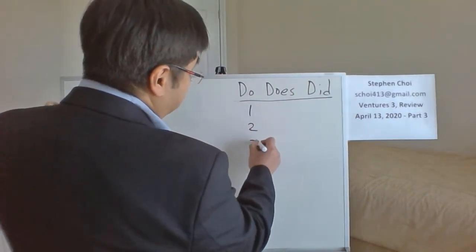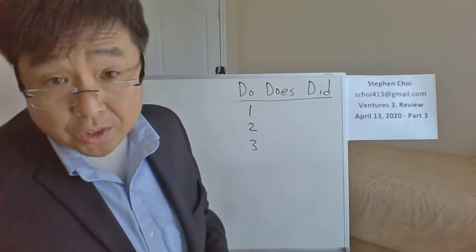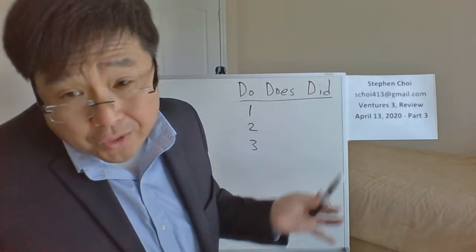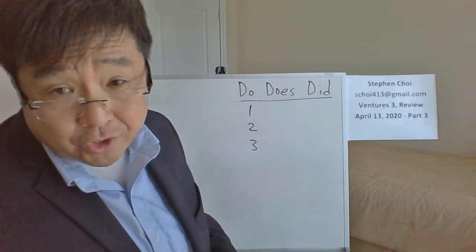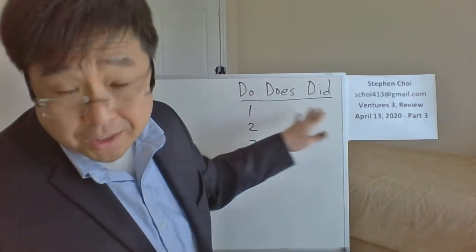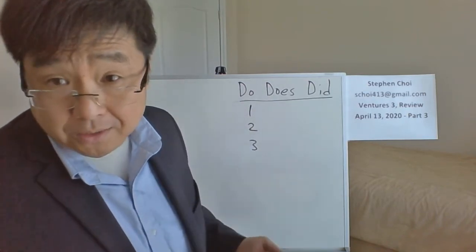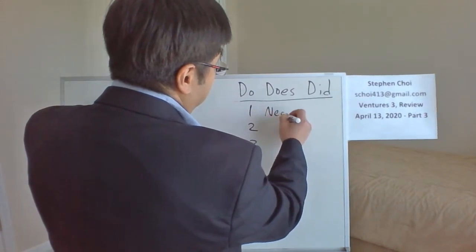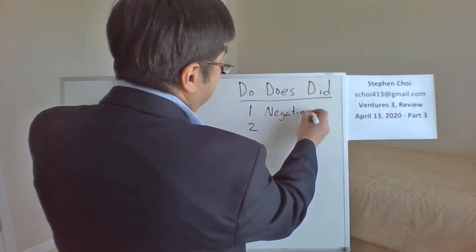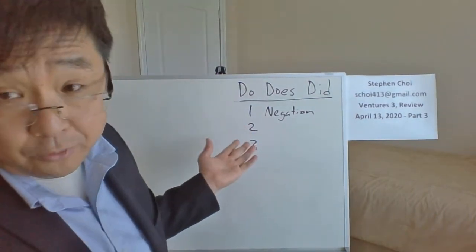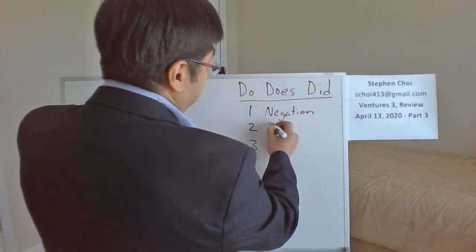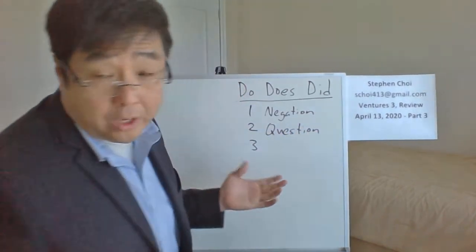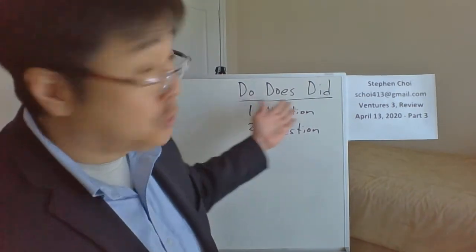So there are three reasons why we need to use do, does, did. I don't know if it's unique, but it's very special in the English language that we use do, does, did to make sentences. First one is what? To make negation, to make negative forms. And the second one, to make a question. To make a question, we use do, does, did.